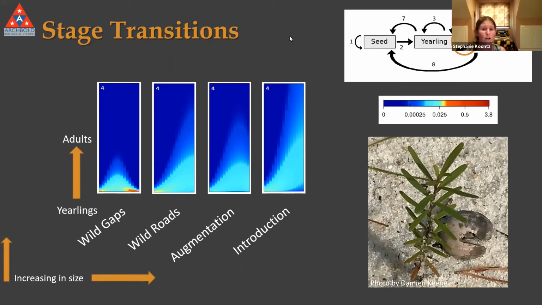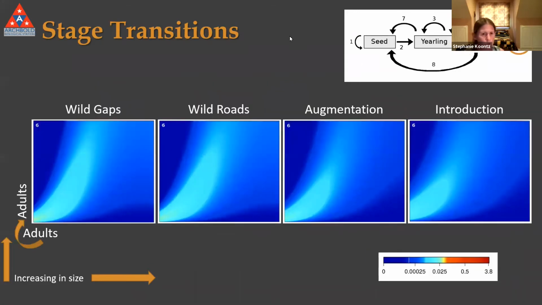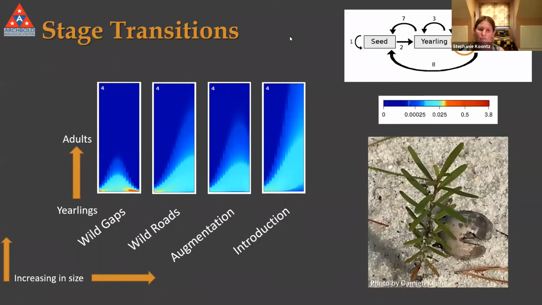growing year to year. The one I do want to point out, oh, it's not in there anymore. I did at one point have it highlighted, if you notice in the first figure for wild gaps, we tend to have this decline, which initially was kind of concerning, that we had large yearlings surviving but producing smaller adults, which didn't really make sense to us.